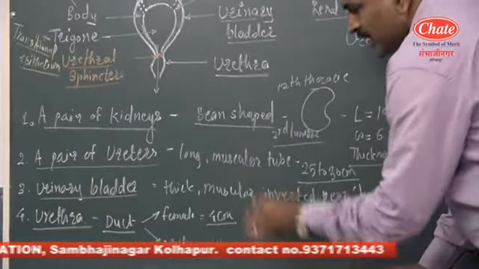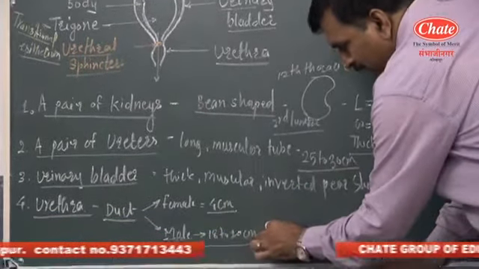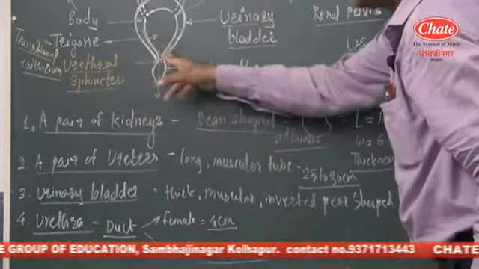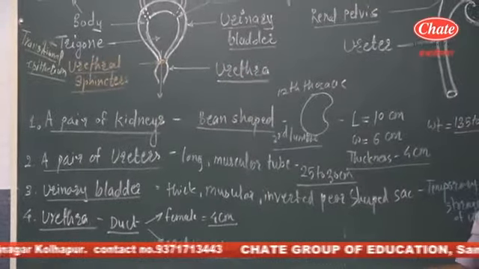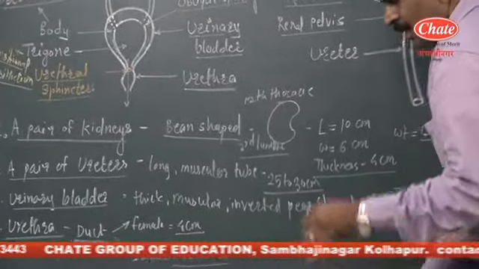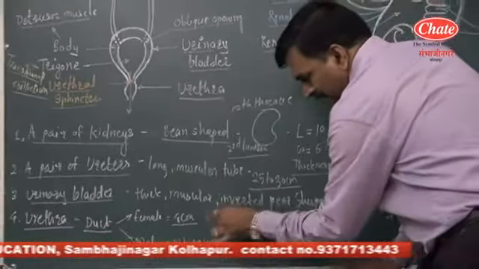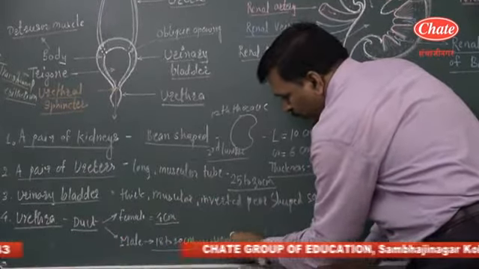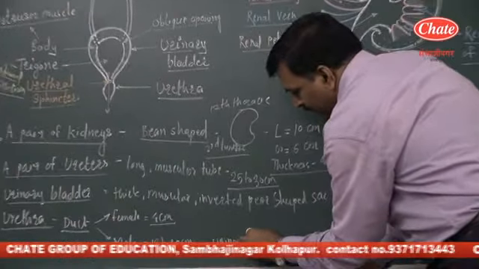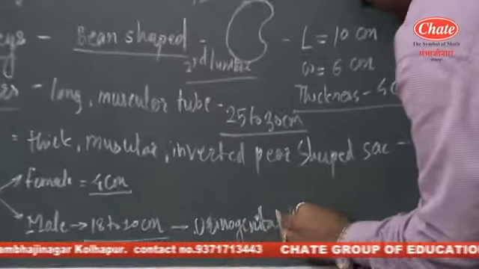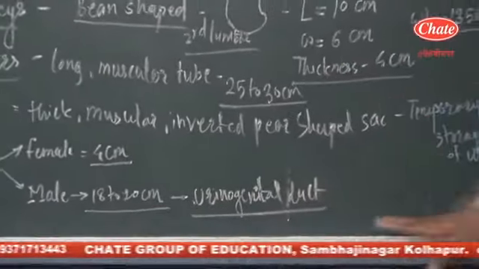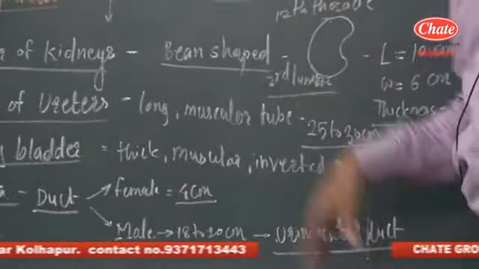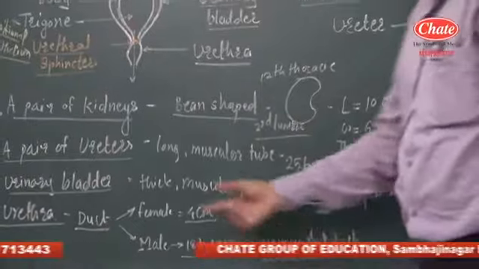When we focus on the urethra in male, it helps in the elimination of urine as well as discharging semen during the insemination process. So it is also termed the urinogenital duct, while in female it is exclusively for urine elimination. So this is the urethra.